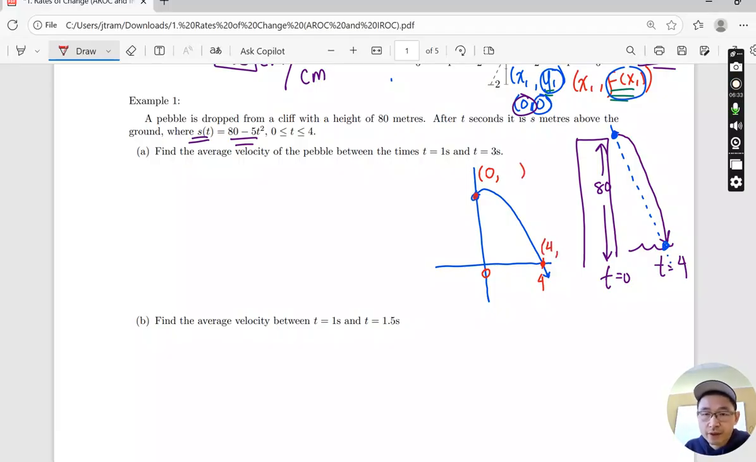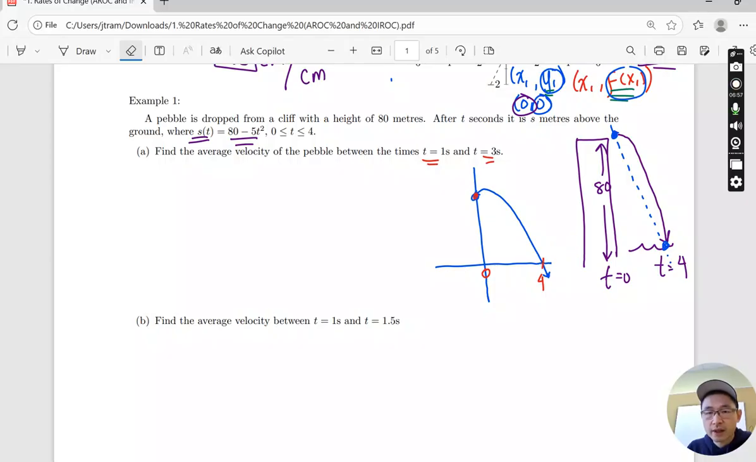Now, how do we find the corresponding y values? All we do is take our given times. So in this case, oops, it's my mistake. We're not looking for time 0. We're looking for time 1. So between time 1 and time 3. My mistake. So let's backtrack.